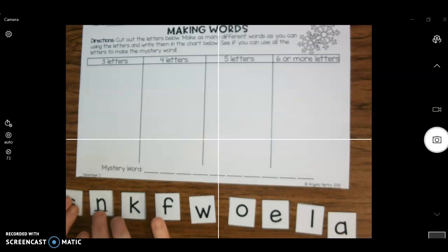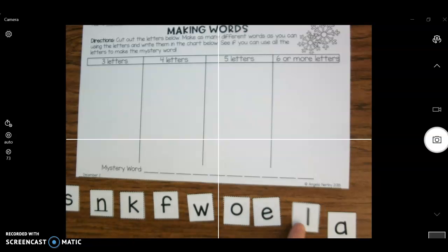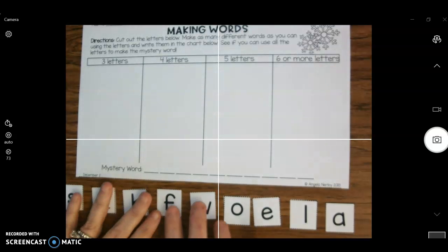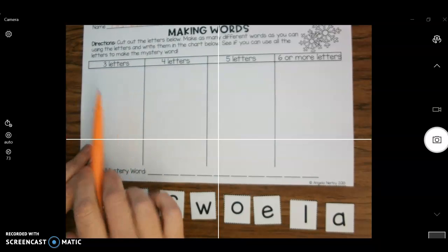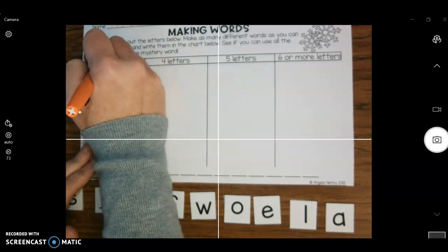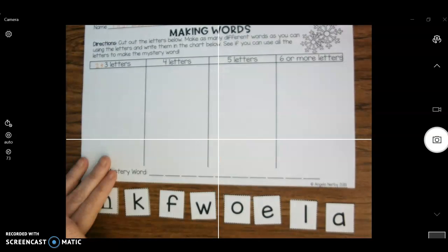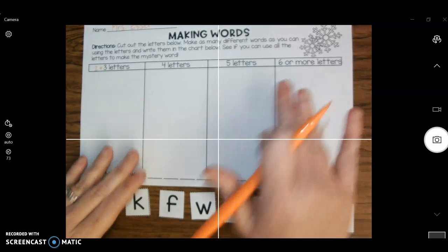All right, let's go through our letters real quick. I had S, N, K, F, W, O, E, L, A. And I believe I have 1, 2, 3, 4, 5, 6, 7, 8, 9 letters. So we have a few more letters than we did last time. Let's review. In this column, we're going to do 2 and 3-letter words. Here, we're going to make 4-letter words, 5-letter words, and 6-letter words.